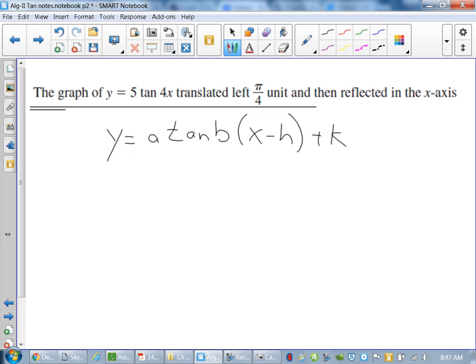If it's moving left pi over 4, how do you write that? Is it x plus pi over 4 or is it going to be x minus pi over 4? It's going to be plus pi over 4, because moving left means that your h value is going to be negative. We all know that, right?